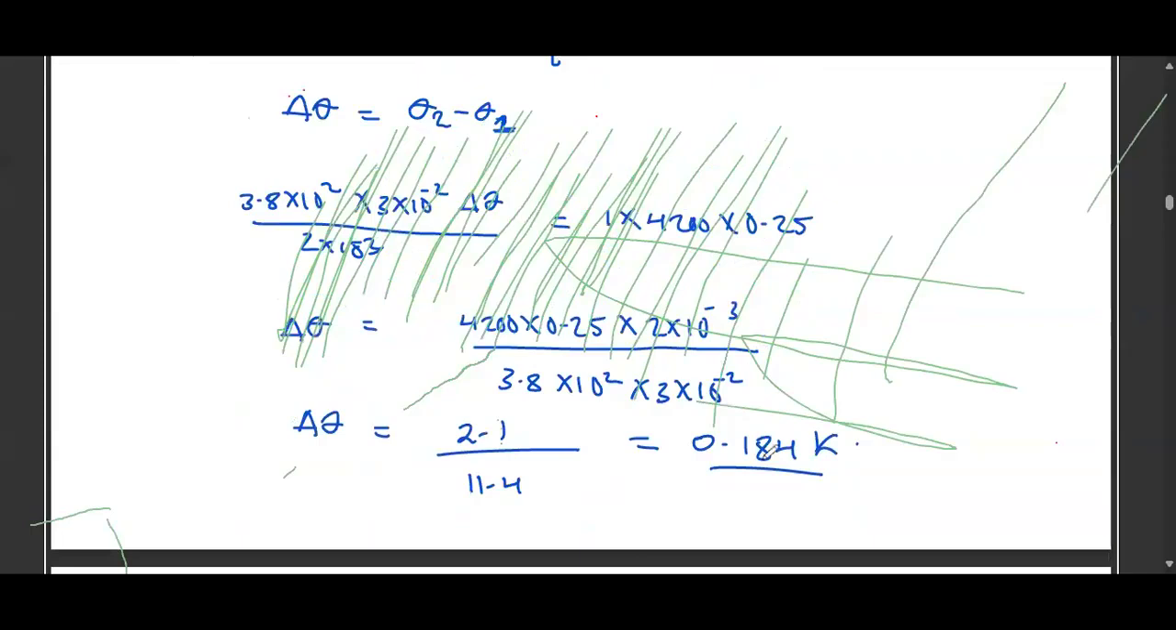We are coming up with the steady difference in the temperatures of the outer and the inner surfaces as 0.184 kelvins. That's the difference between the outer and the inner surface of this kettle here.